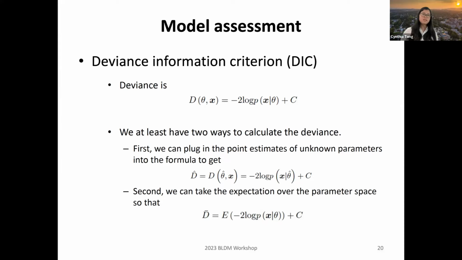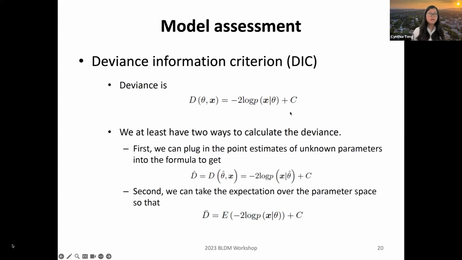And DIC, based on the name, deviance information criterion, we need to calculate the deviance, and DIC is actually based on the deviance plus the model complexity. So it has the same idea as AIC and BIC. We evaluate the model based on the model fit and also the model complexity. We hope the model fits the data well. At the same time, we don't want the model to be too complex. The deviance is defined using this equation: D(theta, x) equals -2 times the log likelihood plus some constant.